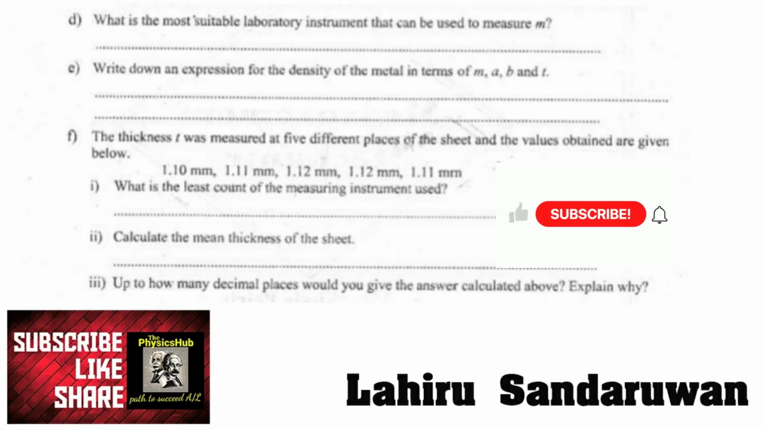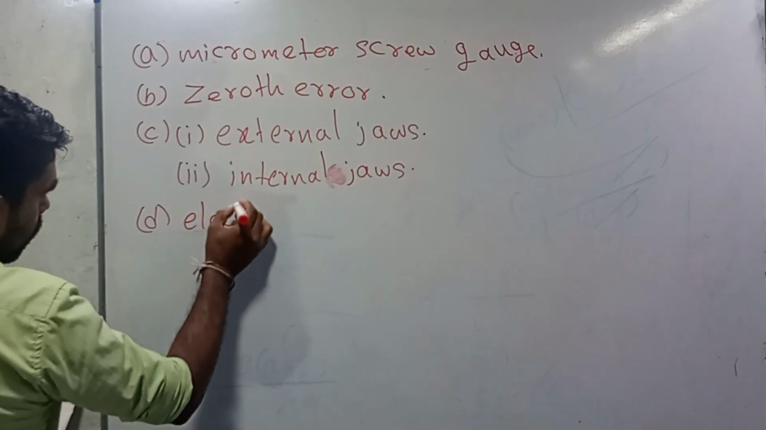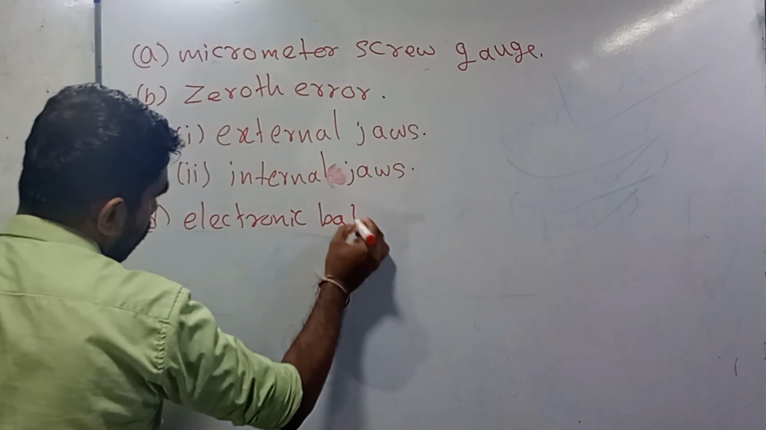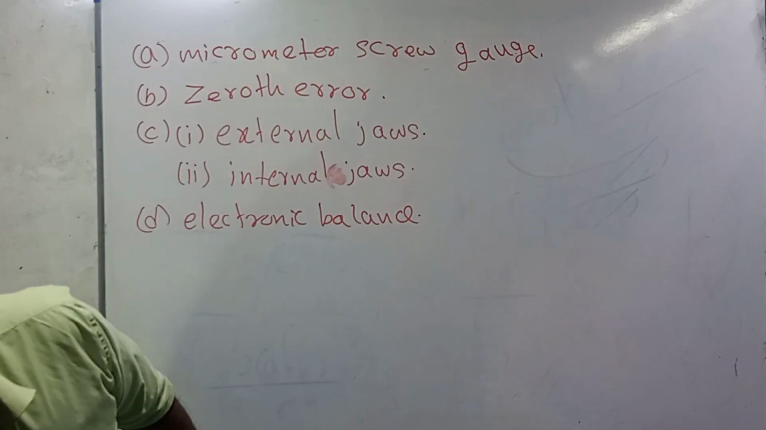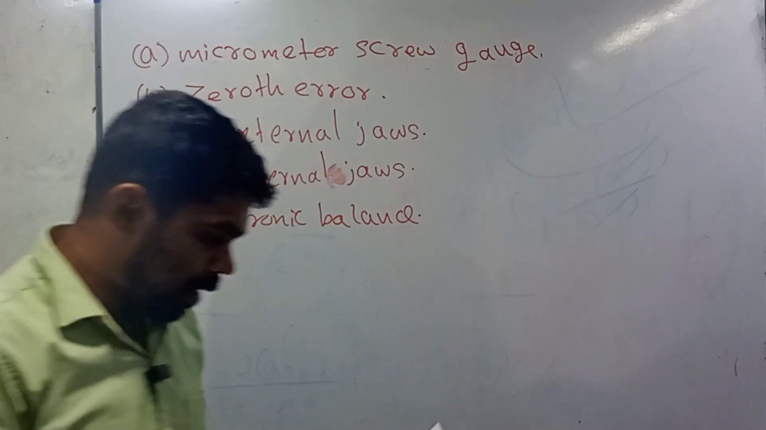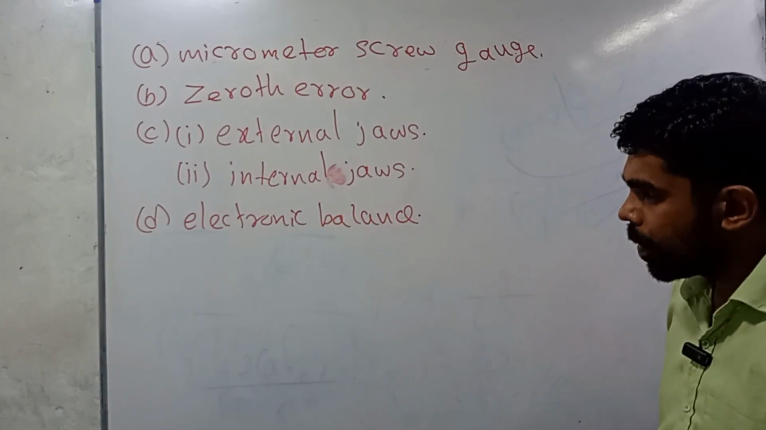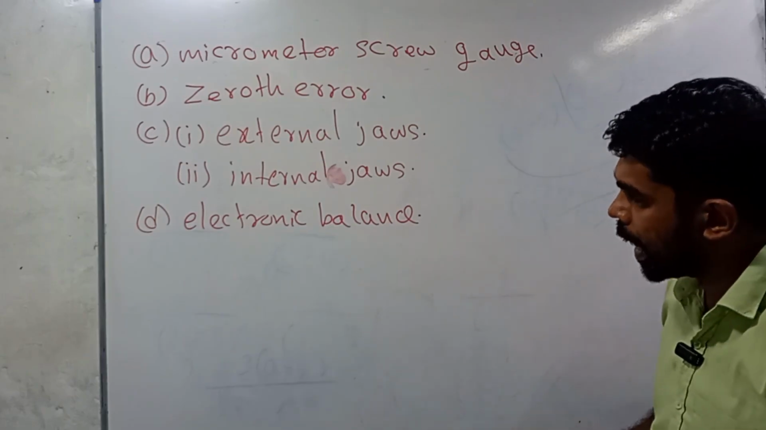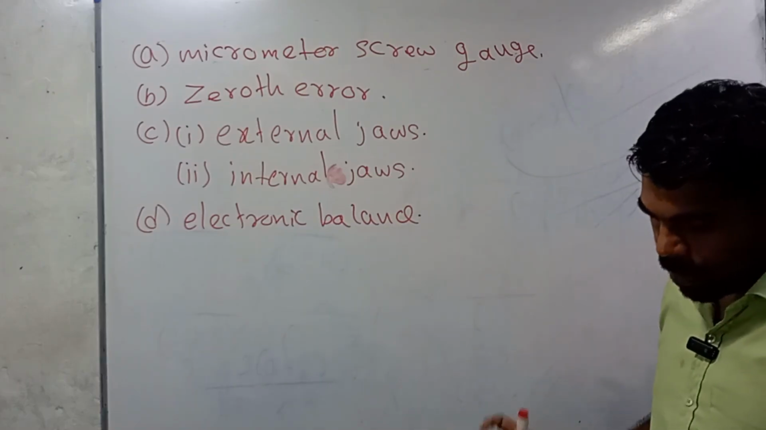Then part D. What is the most suitable laboratory instrument that can be used to measure the mass M? We can use an electronic balance to measure the mass of the given metal sheet. We can use a four-beam or triple beam balance, but the best answer is the electronic balance. Now we are using the electronic balance to measure a given mass to high accuracy.